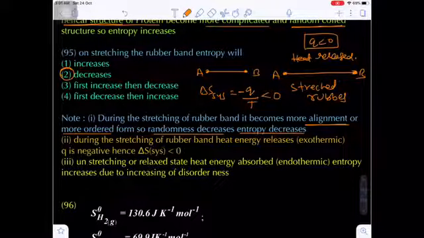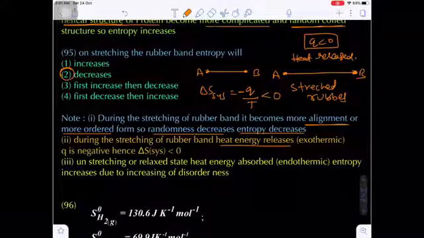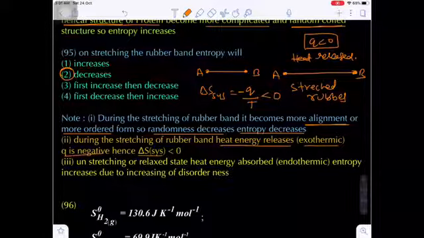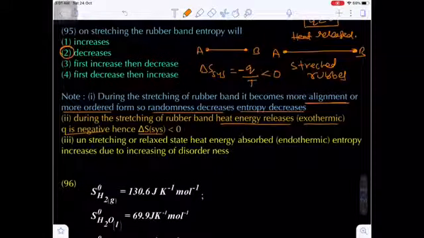Remember, during the stretching of a rubber, just now I told you, heat energy is released. That means this will be an exothermic process. So the Q value is negative, delta S system will be negative or less than 0.